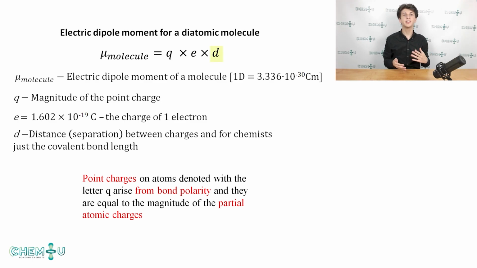Here the letter d is the distance between point charges, and for chemists, it is just the internuclear distance or covalent bond length. e is the charge of one electron, and its value can be seen on the screen now. Lastly, the letter q is the magnitude of the point charge. The dipole moment itself is denoted with the Greek letter mu. The SI unit of mu is the coulomb meter, but for convenience, mu is usually given in units of debye. As I have already mentioned, the point charges on atoms, denoted with the letter q, arise from bond polarity, and they are equal to the magnitude of the partial atomic charges that we have just discussed.